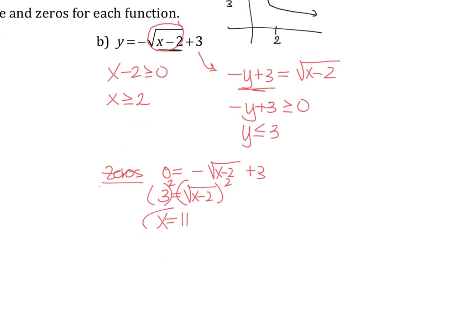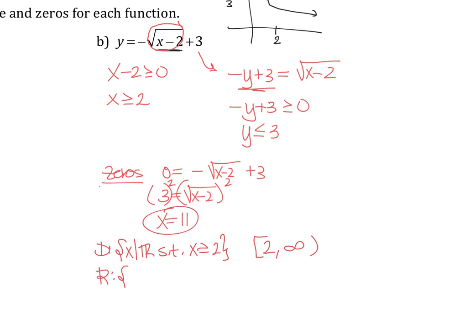So that's my zero. My domain we already found. So we have x is greater than or equal to 2. Or if you want to do interval notation, we're including 2 and going to infinity. In my range here, we have y is less than or equal to 3, or that would be negative infinity to 3.